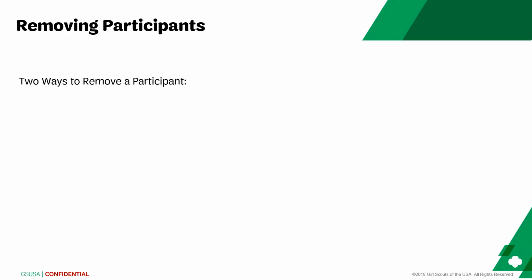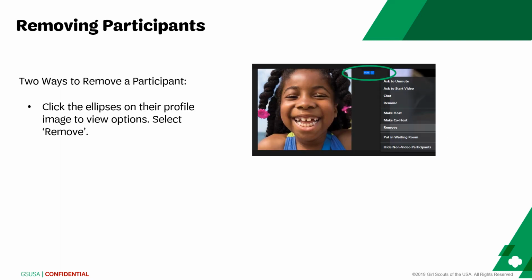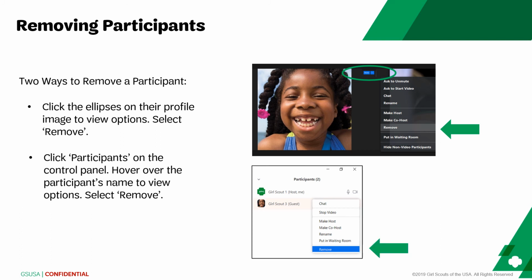There are two ways to remove a participant from the meeting. The first is by clicking the ellipses on their profile picture or video. Here, you'll see the option to remove. The second way is to click participants on your control panel. This will pull up the list of participants. Hover over the name of the participant you wish to remove for more options. Select Remove.